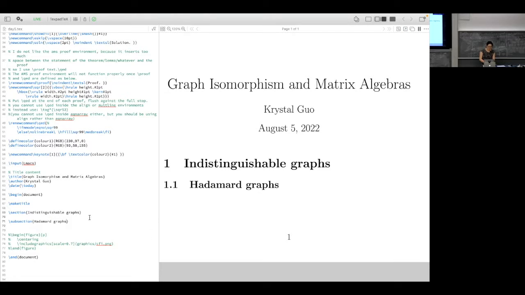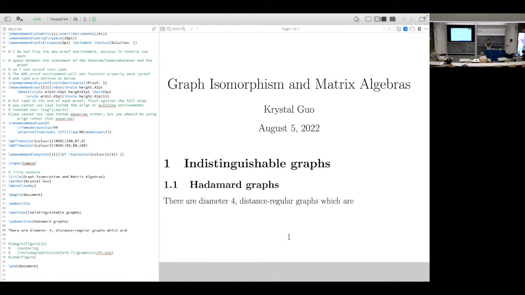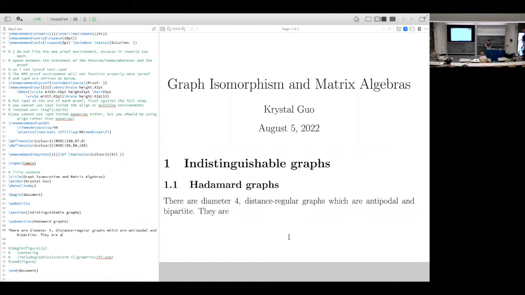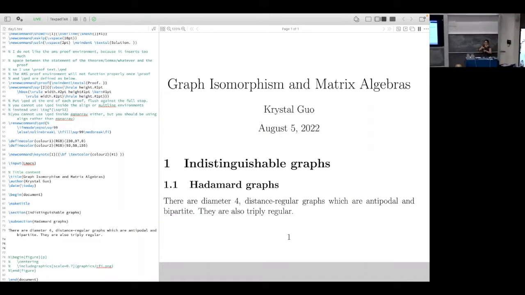As he mentioned this morning, these will be diameter 4, distance regular graphs, which are both antipodal and bipartite, and they are also triply regular. But let's see a slightly different definition. He has very nicely written for us exactly what the adjacency matrix and the distance matrices look like. So let's give the combinatorial description of what this is.